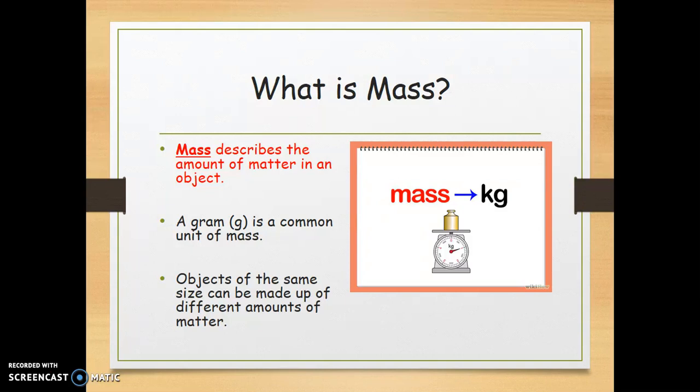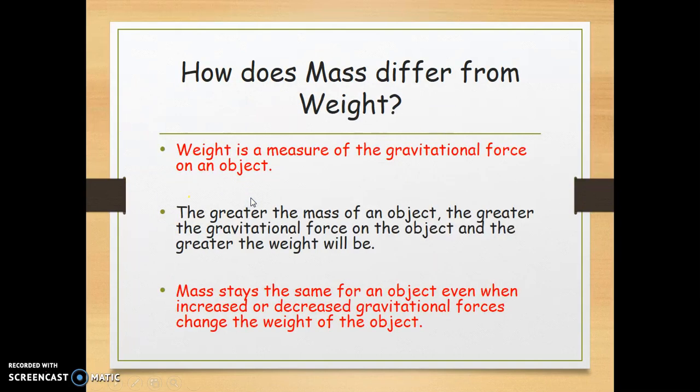Objects of the same size can be made up of different amounts of matter, though. And we're going to talk about that on our next slide. So weight is a measurement of the gravitational force on an object. Weight's different. So our topic for this one is how is mass different from weight? It's different because weight is how strong gravity pulls on an object. So if you think about the moon, you weigh less there because gravity is less, but here on Earth you weigh more because gravity is more.